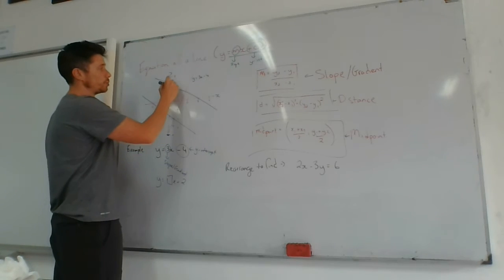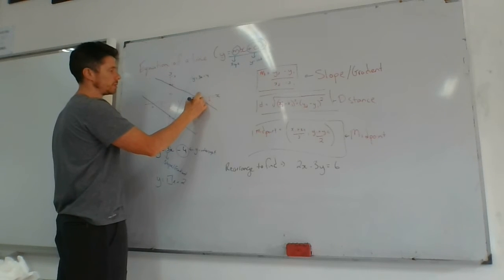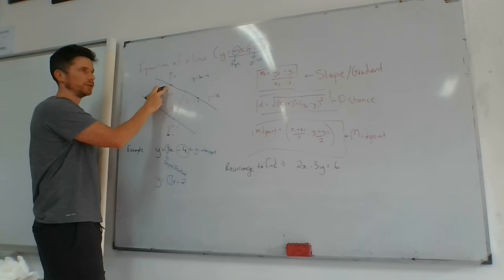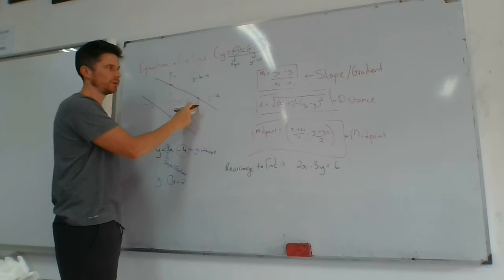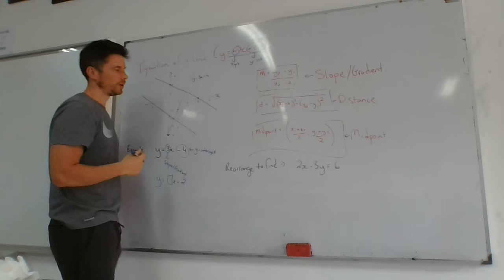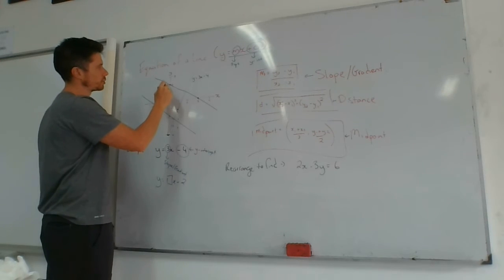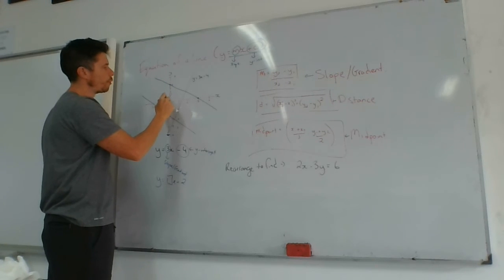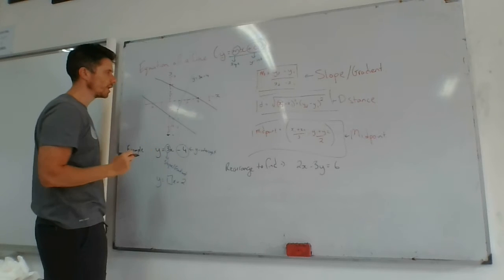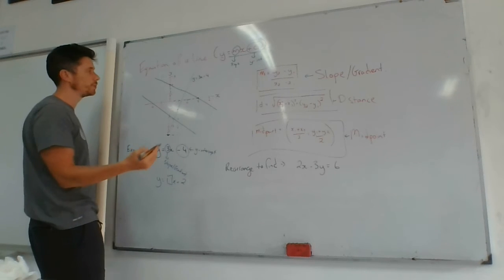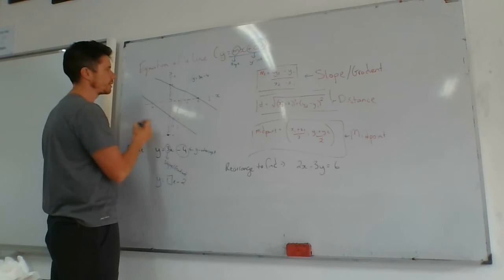I can either pick 2 points, so that would be 0, 2, and that would be 3, 0, and use my formula. Or I can use my triangle. I'm going to use my triangle. I form a right angle triangle anywhere, because the slope will be the same anywhere. So there's a right angle triangle.